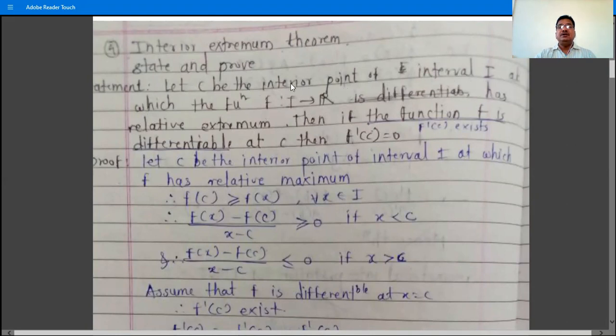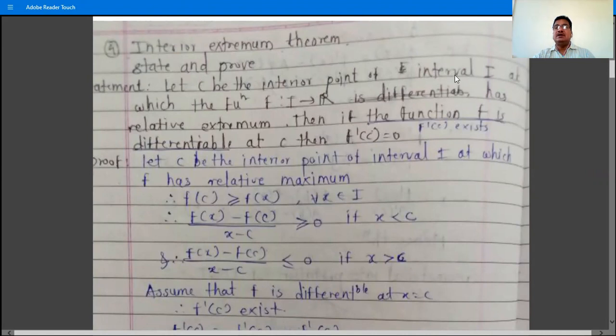at which the function f from I to R, that is a real valued function, has a relative extreme. Then if the function f is differentiable at point C, meaning f dash C exists. Another format of the statement: if f is differentiable at x equal to C, meaning f dash C exists, then prove that f dash C is equal to 0. Up to this, all the things are given.